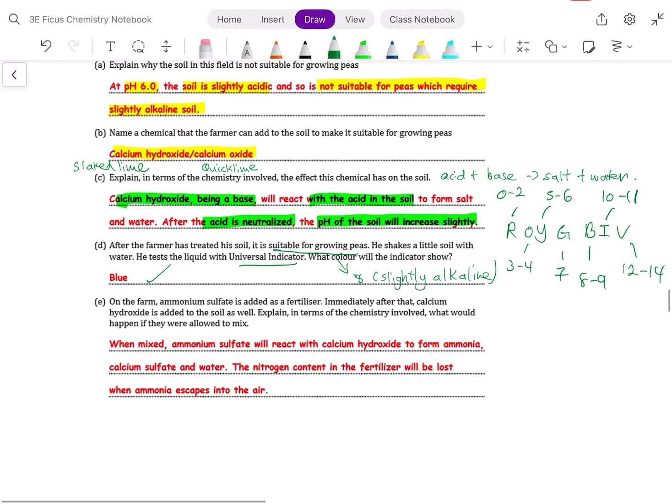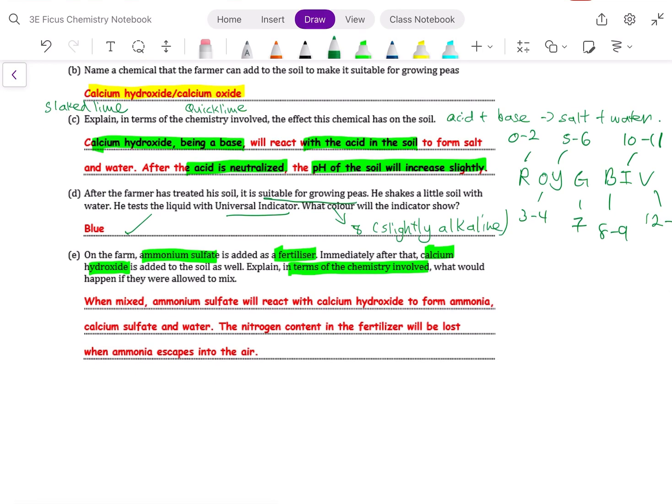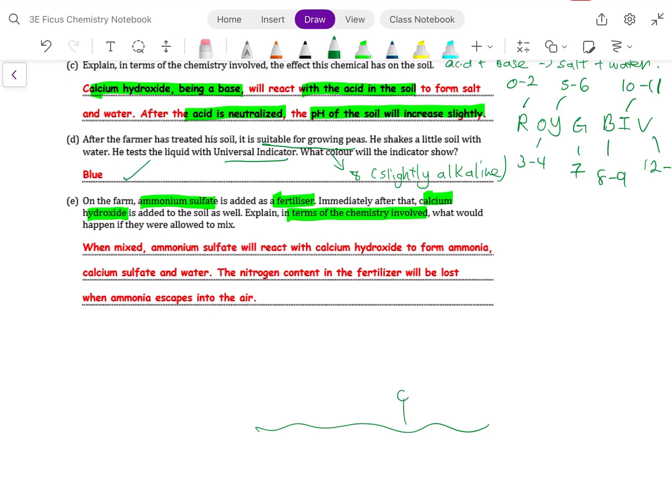So next one, a very interesting question. Ammonium salts are usually used as fertilizer. So immediately after that, the farmer goes and adds calcium hydroxide. Very hardworking. After you add fertilizer, you do liming. Explain in terms of chemistry what will happen if you allow them to mix. It's not advisable. The reason is this. Let's say you are growing crops under the hot sun. You are the farmer. You add ammonium sulfate. Then after that you add calcium hydroxide.